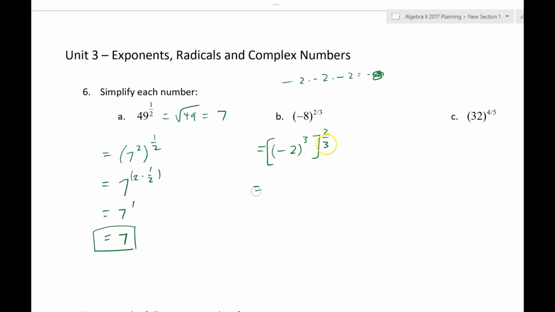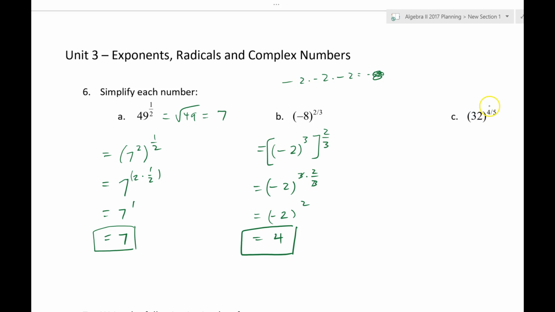And now we can go ahead and multiply these exponents because we have a base number raised to a power, all raised to another power. So -2, and then I'm going to multiply these exponents. 3 times 2/3, these thirds will cancel. We have -2 squared, and -2 squared is simply +4.